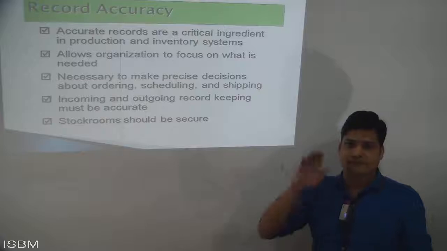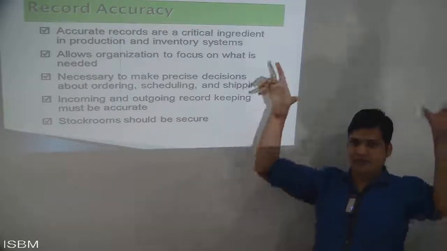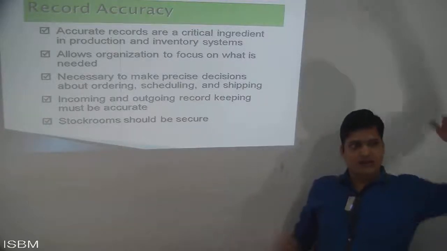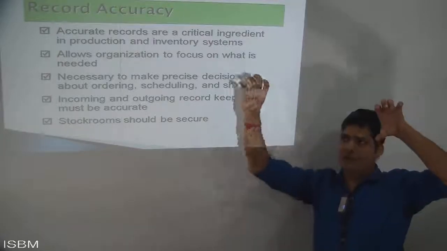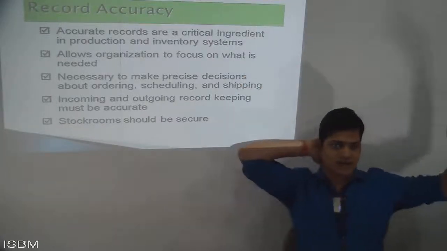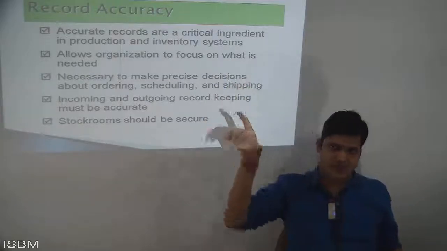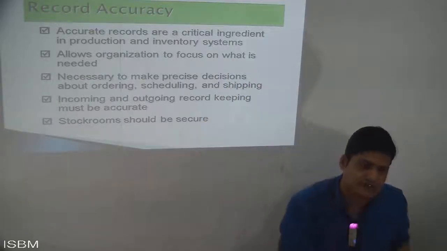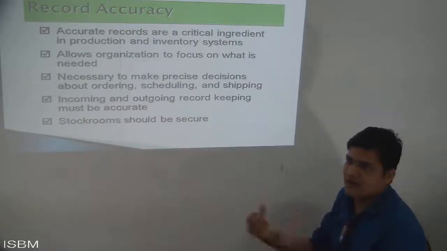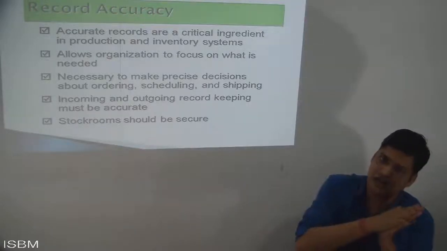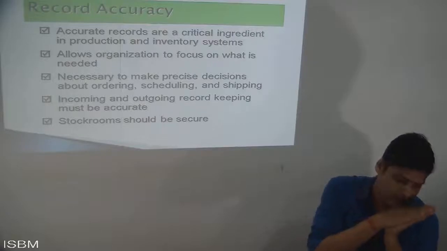There should be three parts in your software or Excel sheet: the 100 Dell laptops incoming, outgoing, and what is the balance. Incoming is 100 Dell laptops, 50 have gone, so 50 is the balance in your inventory. So when demand comes again, you know that only 50 are in my inventory.